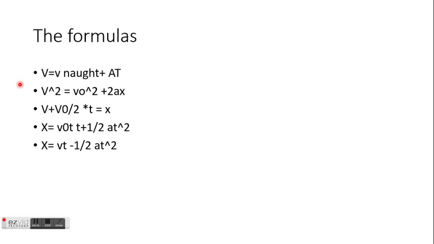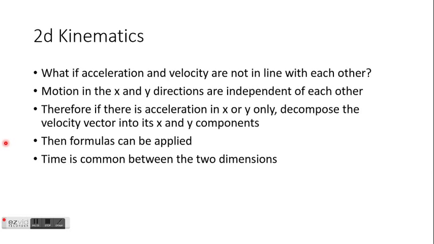(v plus v naught) over 2 times time equals displacement. So this is basically saying the average velocity times the time is equal to the displacement. The displacement is equal to v naught times t plus 1/2 at squared. And the displacement is equal to v times time minus 1/2 at squared. Those are your 5 major formulas that you'll need to know.